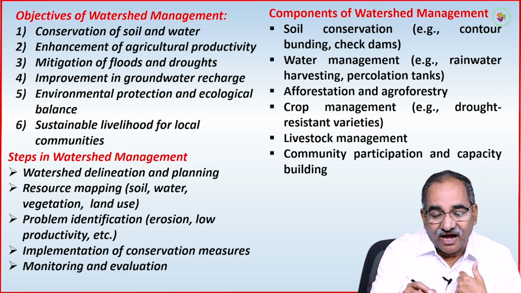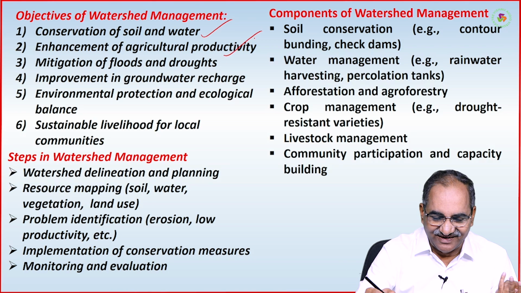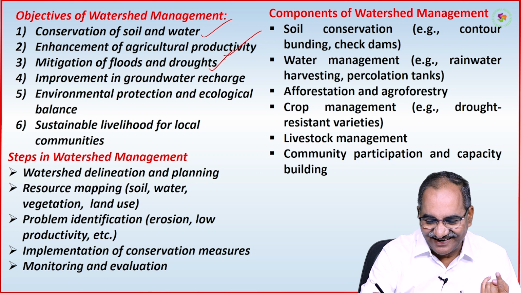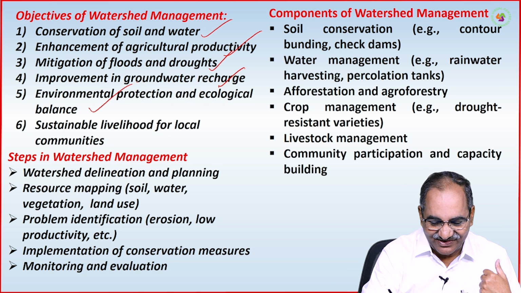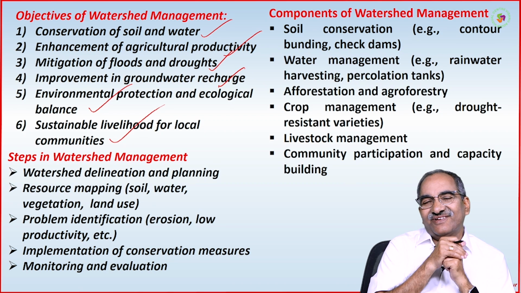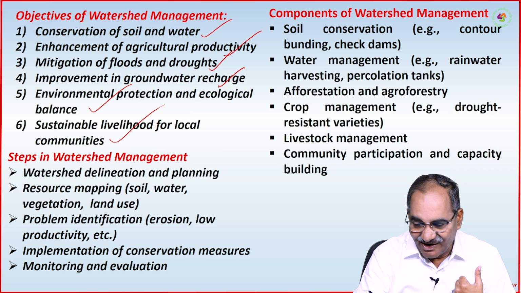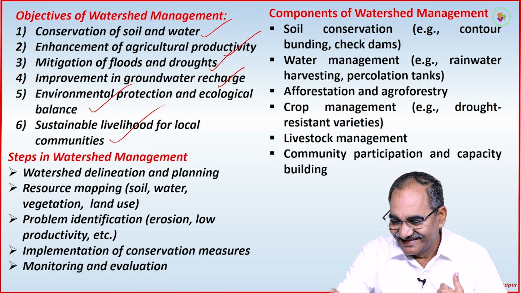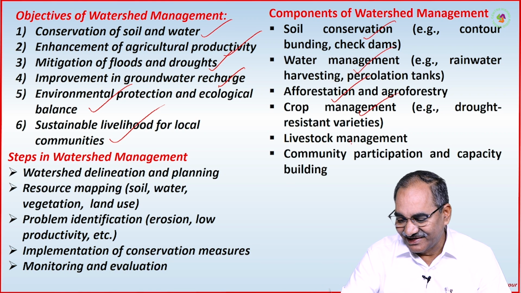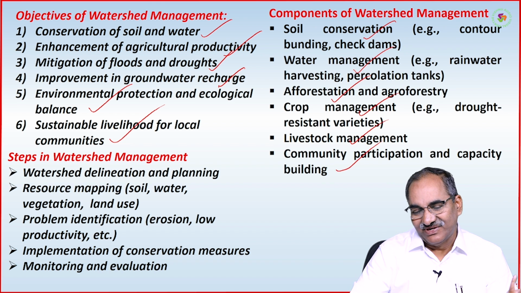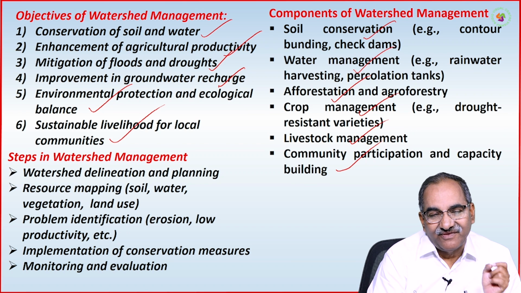Kindly see the objectives: conservation, enhancement and mitigation, improvement of groundwater recharge, environmental protection and ecological balance, and sustainable livelihood for local communities. What are the components of watershed management? Soil conservation, water management, afforestation, crop management, livestock management, and community participation. What are the steps in watershed management? This is very, very important.